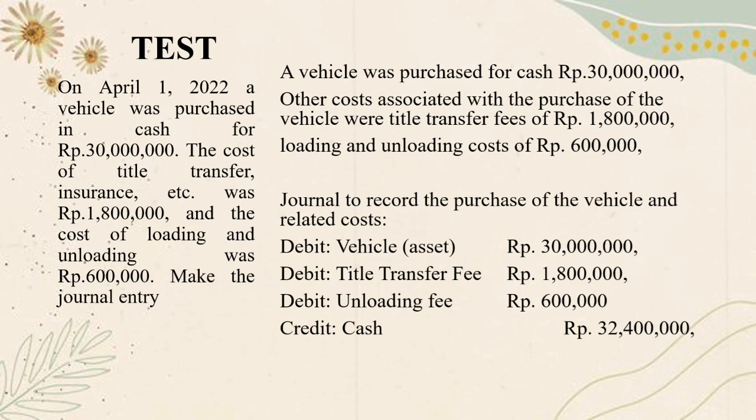600,000 rupees. The journal to record the purchase of the vehicle and related costs, there is debit, vehicle as asset, the amount is 30 million, and in debit, title transfer fee, the amount is 1,800,000 rupees, and in debit, unloading fee, the amount is 600,000 rupees. And in credit, there is cash. The amount is 32,400,000 rupees.